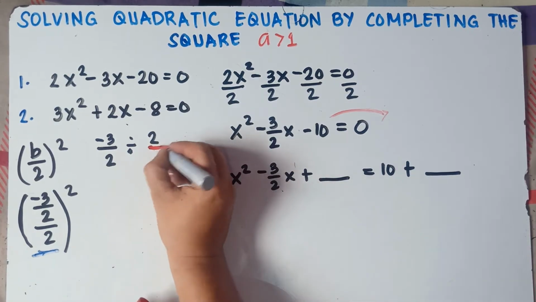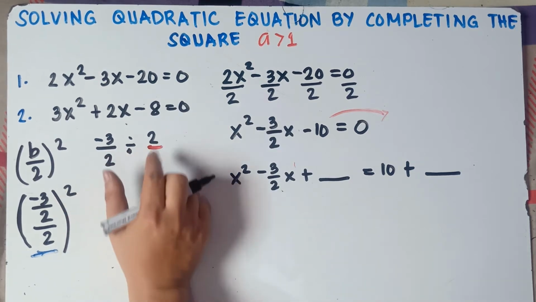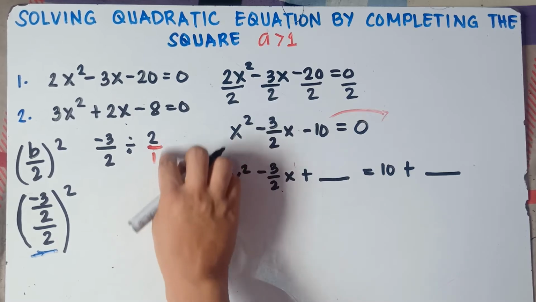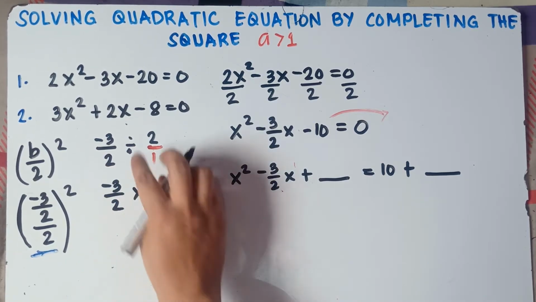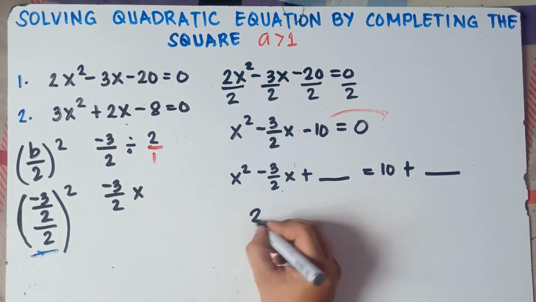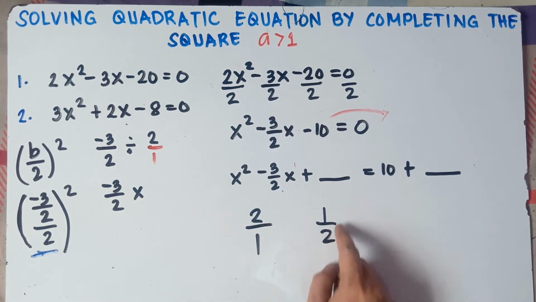Okay, so there's 1 here, so we can write 2 over 1. Negative 3 over 2 divided by 2, once again, you cannot divide. So we need to get the reciprocal of the divisor. Copy negative 3 over 2 times, you proceed to multiplication. Get the reciprocal of 2 over 1, that would be 1/2.